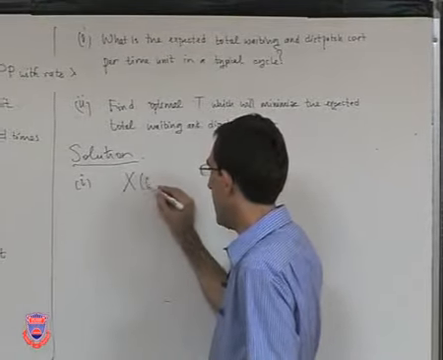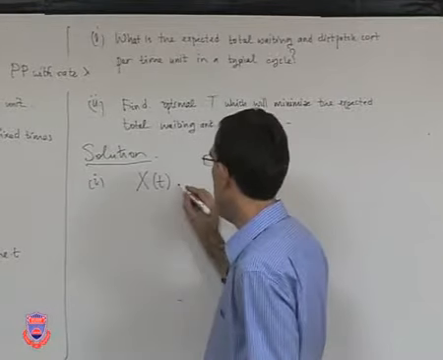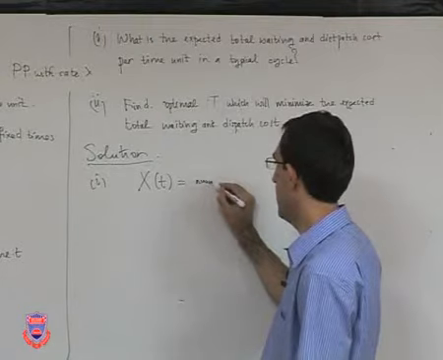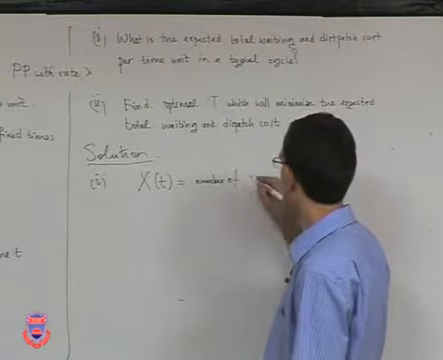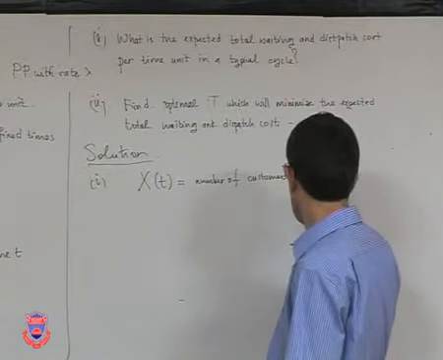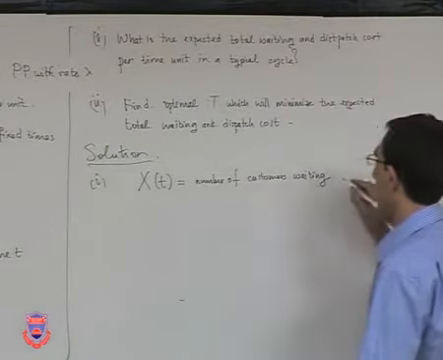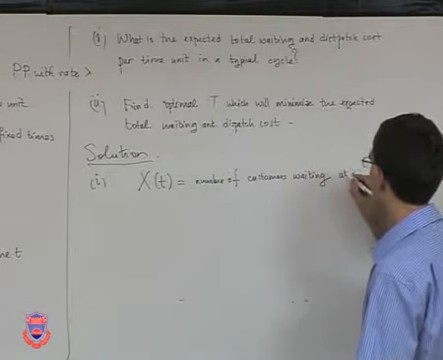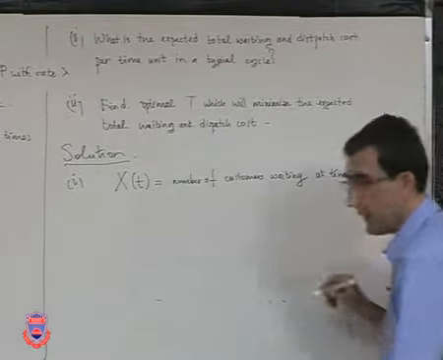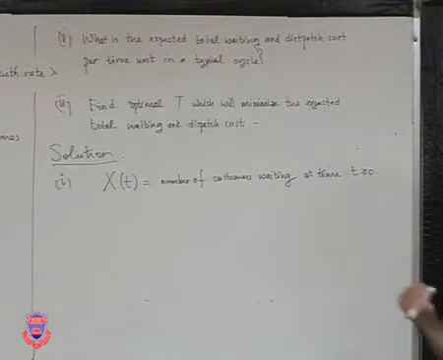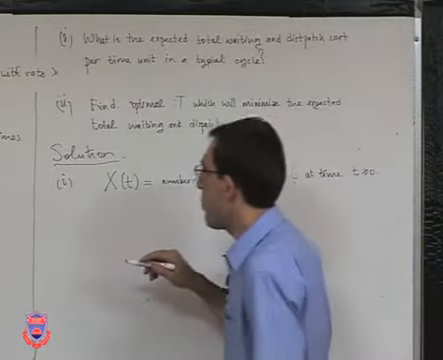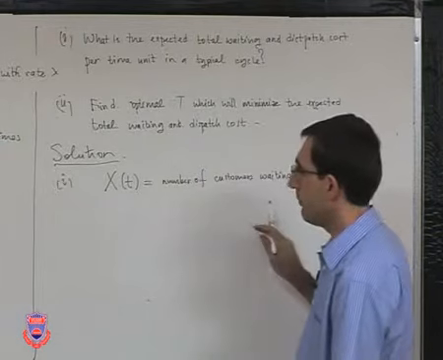So let's define, or denote by xt, the number of customers waiting in the system at time t.